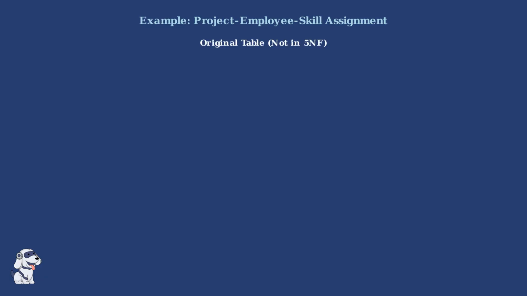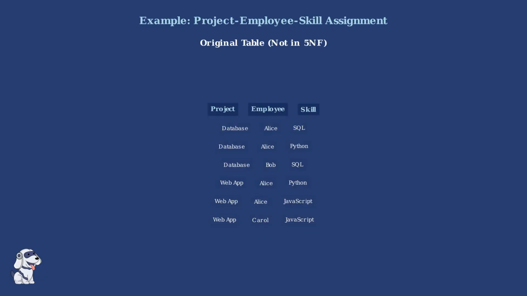Consider this example table that tracks project assignments, employees, and their skills. This table appears to be in fourth normal form, but it contains a hidden join dependency. The relationship between projects, employees, and skills cannot be properly represented without all 3 attributes together.